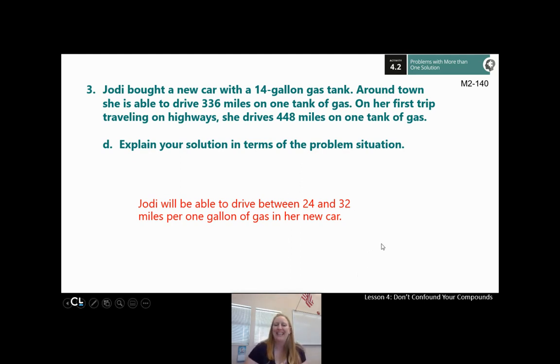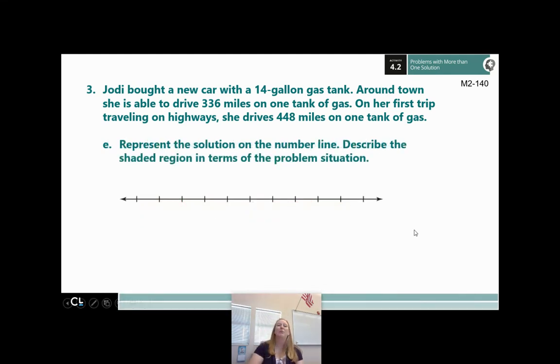One last thing I want us to do. Can you take that inequality that you just wrote down for part C? Can you please put it on a number line? Don't forget to shade and all that good stuff. Hit pause, put it on your number line, and then hit play when you're ready to check your work.